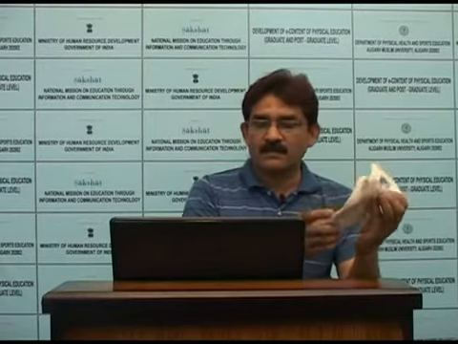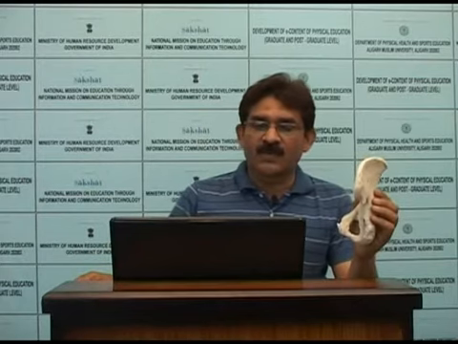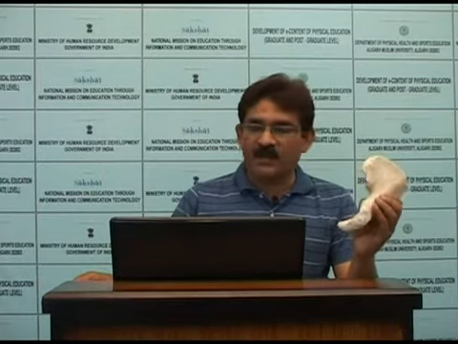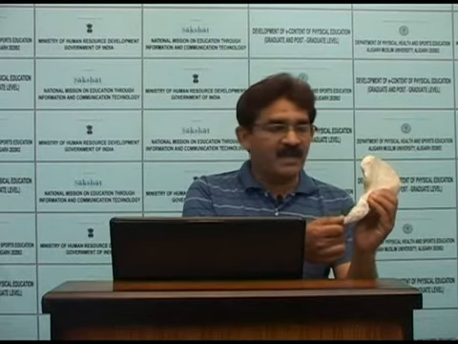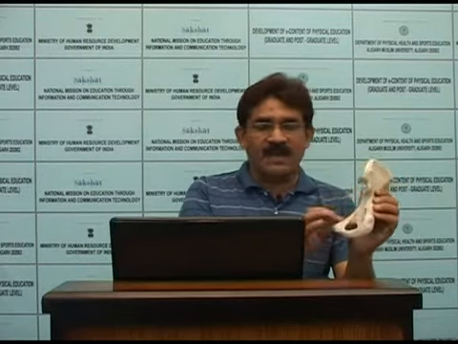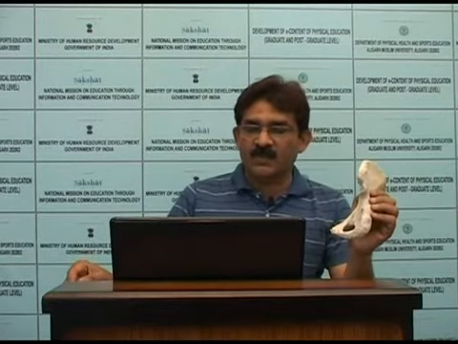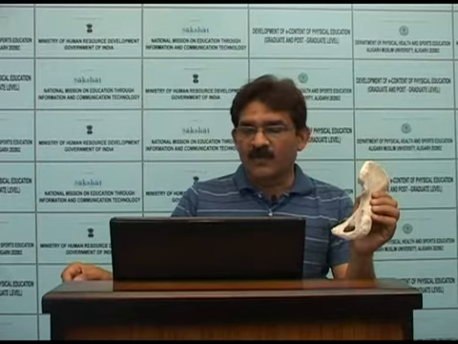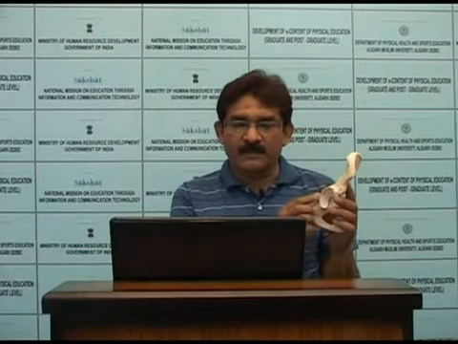This is the hip bone. It consists of 3 fused bones: ilium, ischium and pubis. This is the pubic rami, the ilium, the ischium, and this is the pubis. The body of the ilium forms the superior two-fifths of the acetabulum.